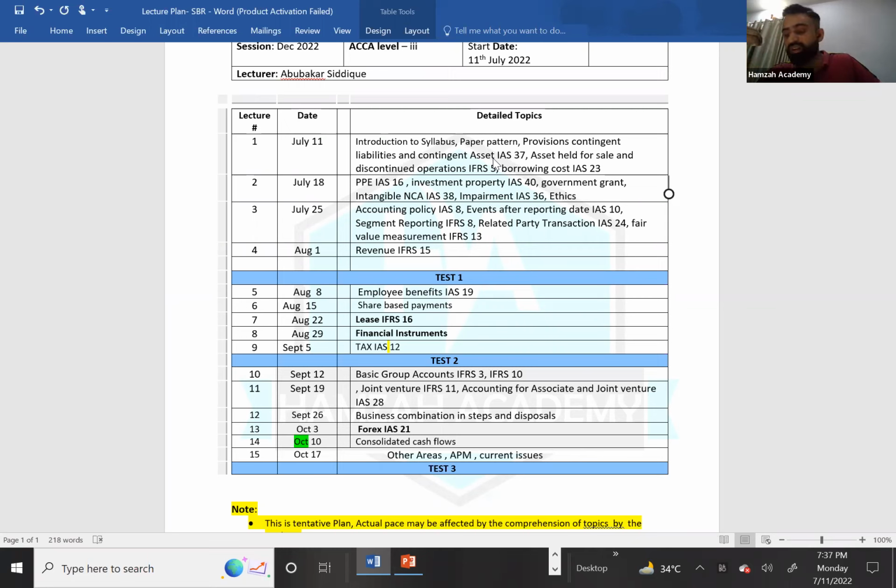Then we have related party transactions, IAS 24. In this standard, we will study the related parties of the company, like parent, subsidiary, associate, board of directors, and key management personnel of the company.